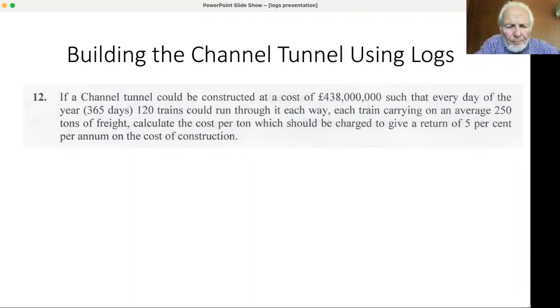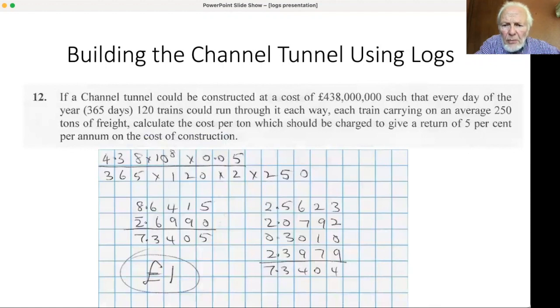Okay, so what are we being asked to do? The amount of money we have to recover each year is 4.38 times 10 to the 8 pounds times 5%. And we do that over 365 days, 120 trains each way. That was a bit of a trap, wasn't it? Times 250 tons. So that gives you pounds per ton. So numerator, you multiply all these two numbers together. Log of that is an 8 point number. That's bar 2 point something or other. Add those up.